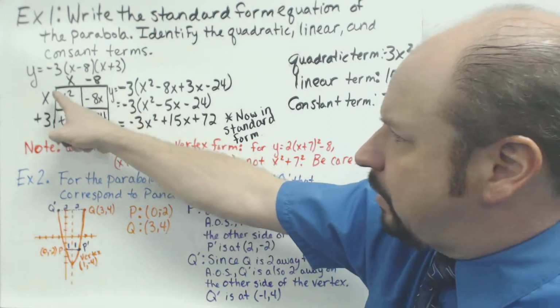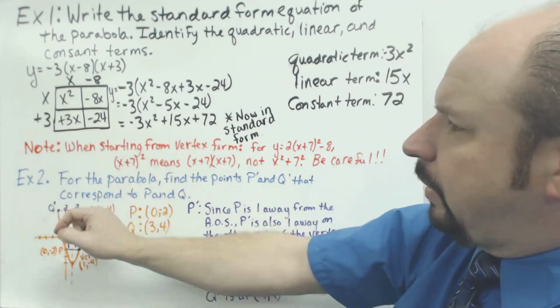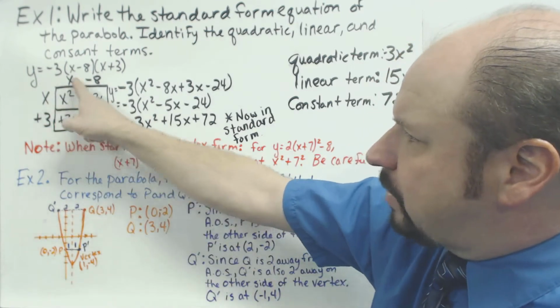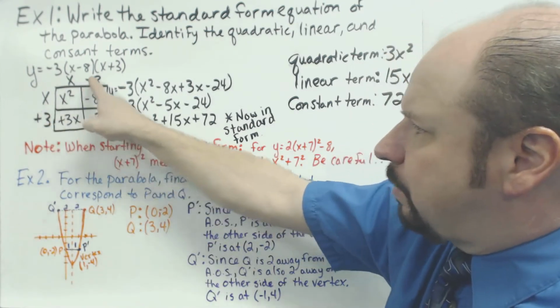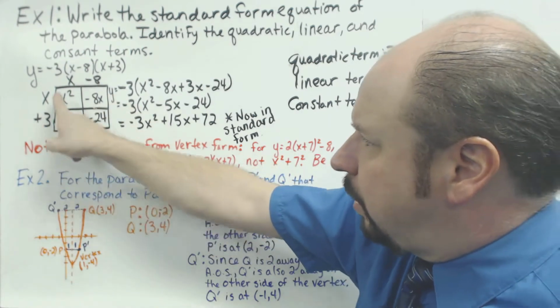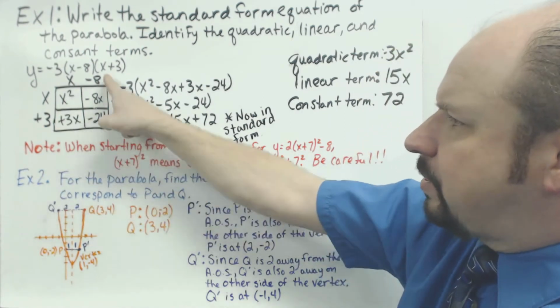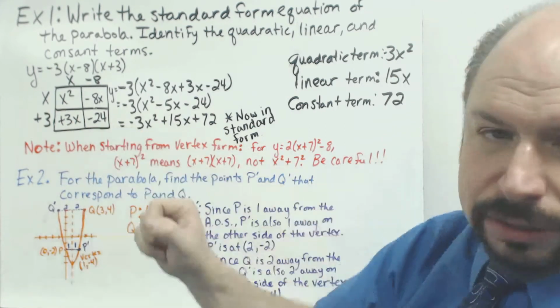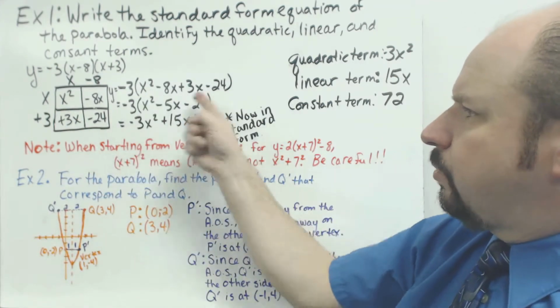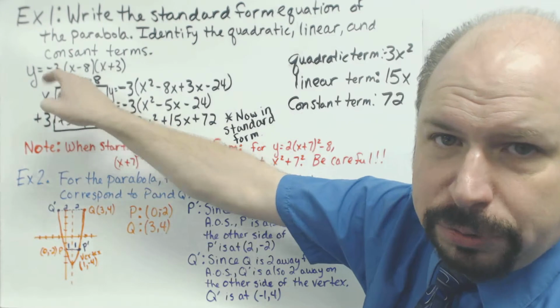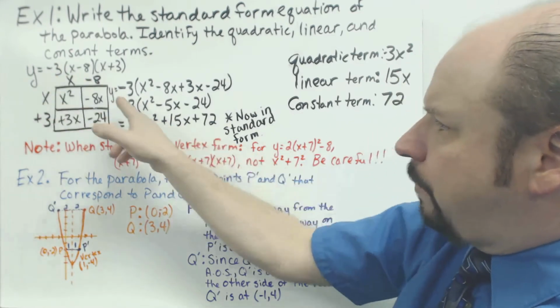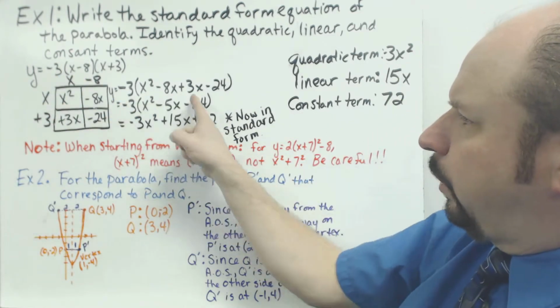So x minus 8 up here, x plus 3 down here, and then just fill in. x times x is x squared, x times negative 8 is negative 8x, x times 3 is 3x, and negative 8 times 3 is negative 24. So go ahead and write those out. And remember, we did have a negative 3 out front here. So we're going to have to distribute our negative 3.